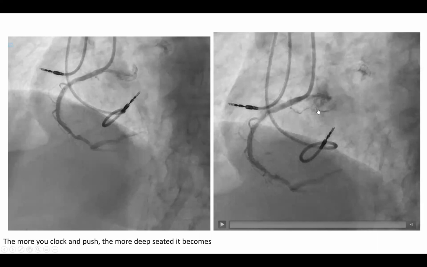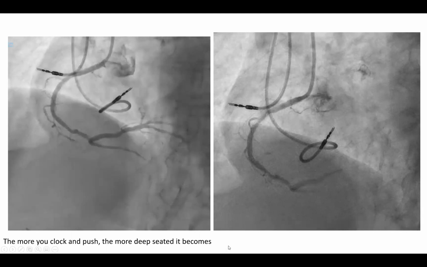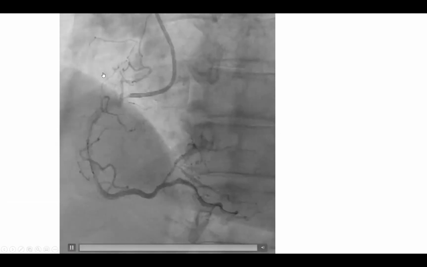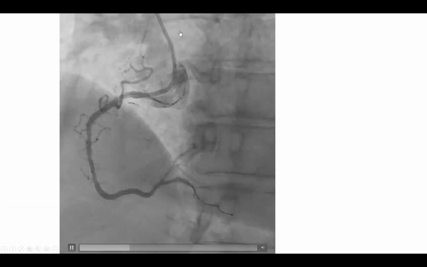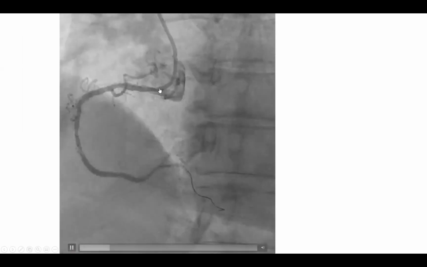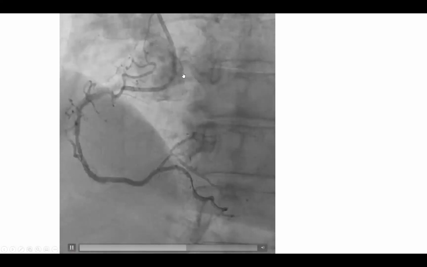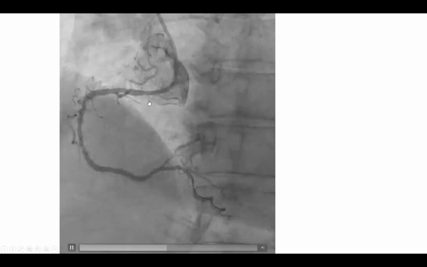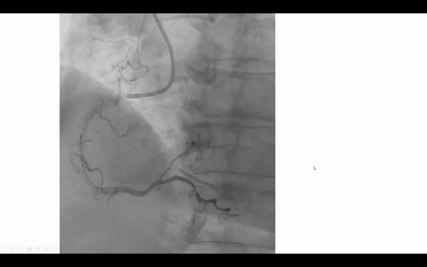And early on, you may not need to go that deep, especially early on in your intervention. As you need more support, you can try to get it deeper. This is another case of Ikari right 1.5. You can see how sitting on the aortic wall and close to the aortic valve, almost like an Amplatz, and it is deep-seated. Very good support. Ikari right 1.5, again, risk of dissection.